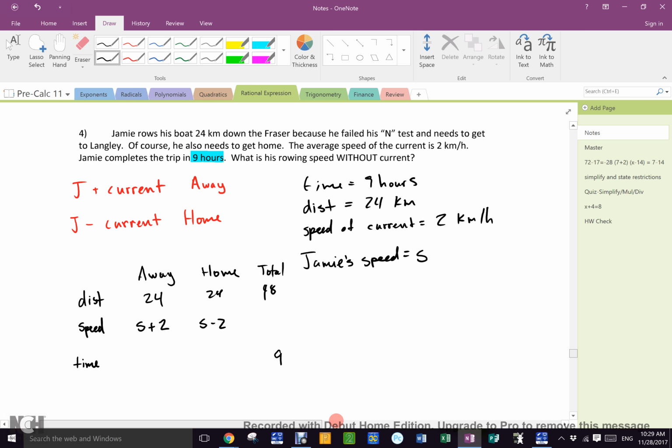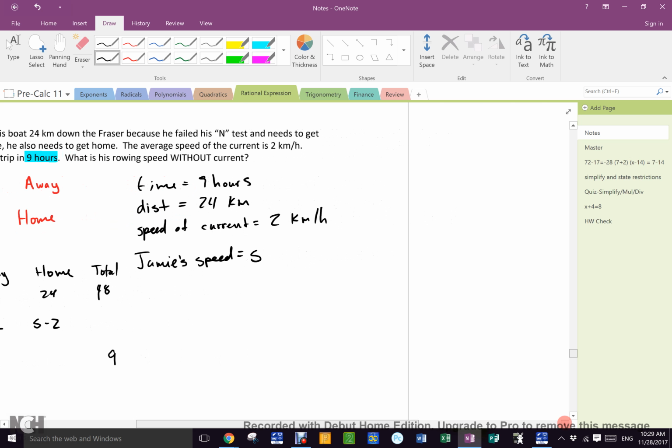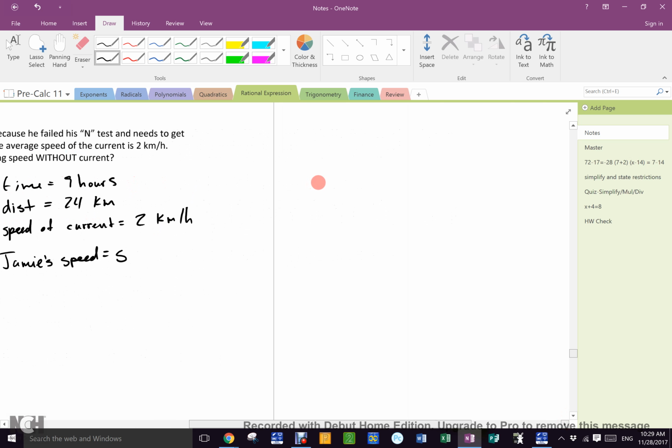So what do we know about distances and speeds? Are they related? How are they related? I'm going to slide over here off the page because I don't want to get in the way. So we know something about distances and speeds, don't we?